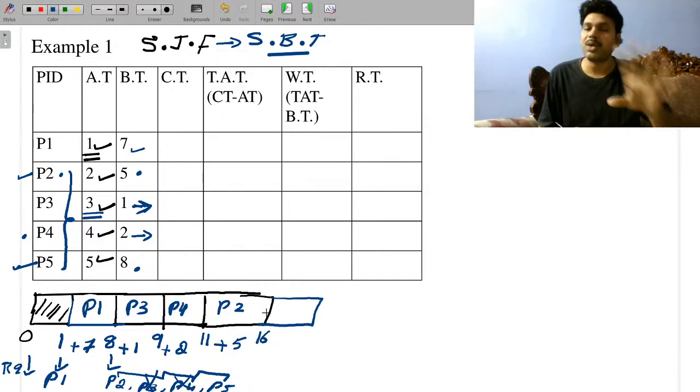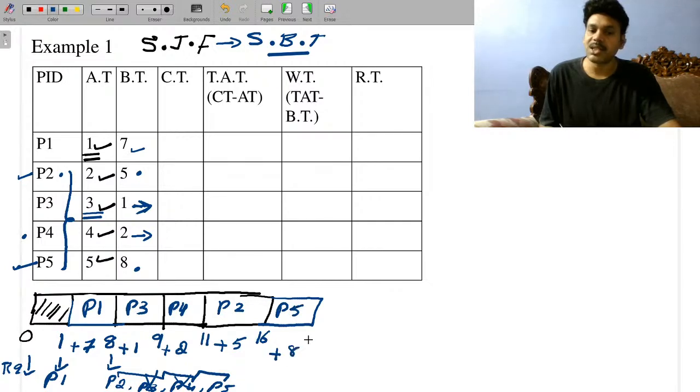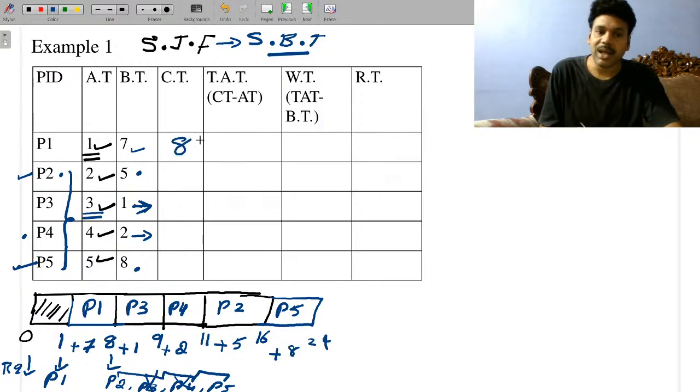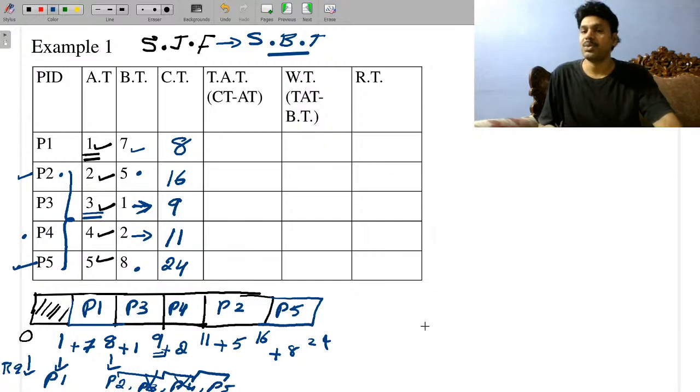And for the last process, I don't require any CPU scheduling algorithm because the ready queue has only one process. What is that? P5. I can send it directly. It's 24. So P1 is completed by 8, P3 is completed by 9, P4 is completed by 11, P2 is completed by 16, then P5 is completed by 24. Remember how to fill the table.